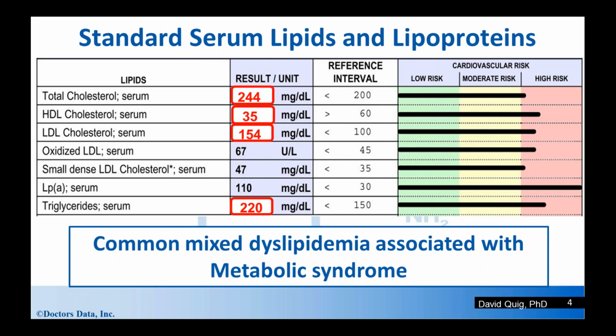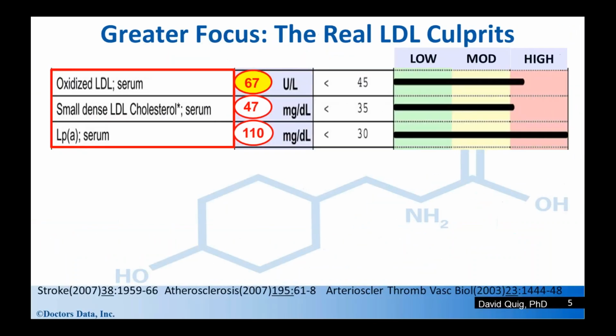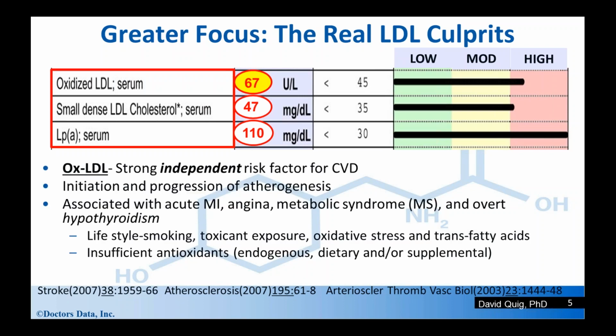But one thing I'm going to be pointing out very heavily is the regulation of LDL and HDL metabolism initiated by an expanded triglyceride pool. So let's move on with greater focus to the real LDL culprits, the oxidized LDL, small dense LDL, and Lp(a). Oxidized LDL was significantly elevated in our patient, and oxidized LDL is a strong independent risk factor for cardiovascular disease. It causes initiation and progression of atherogenesis, and it's associated with acute myocardial infarction, angina, metabolic syndrome, and overt hypothyroidism.